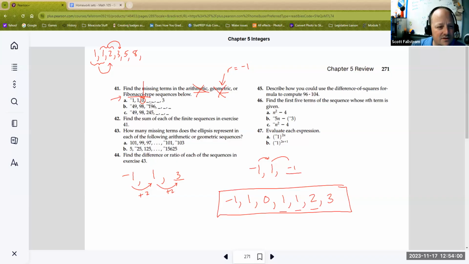I think part B is geometric because I multiply by -2, then multiply by -2. So all you do is write out your list of terms and then add them up. That's all they're asking you to do.